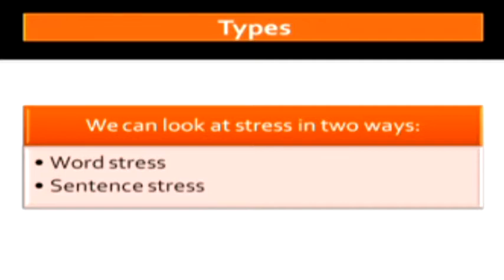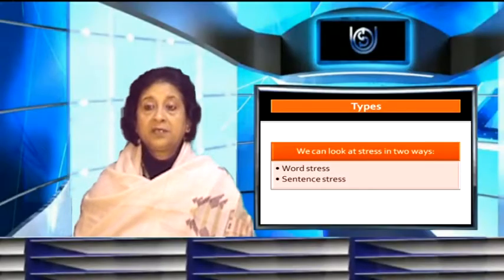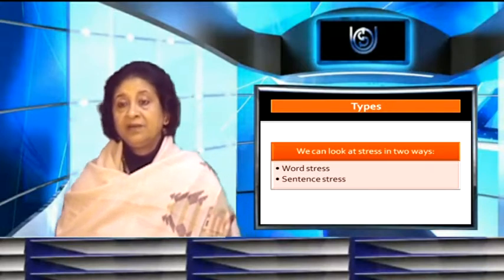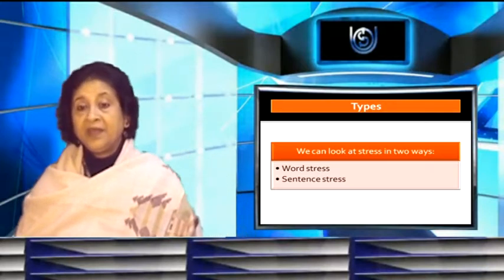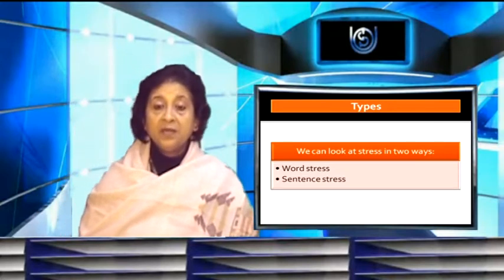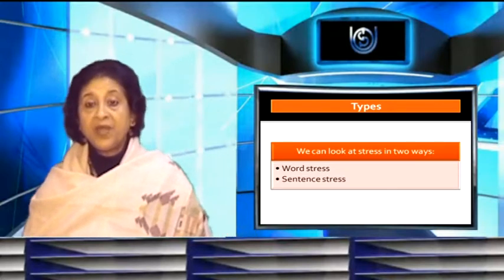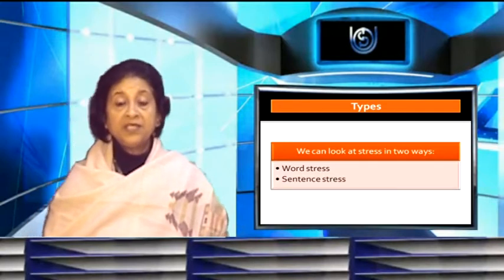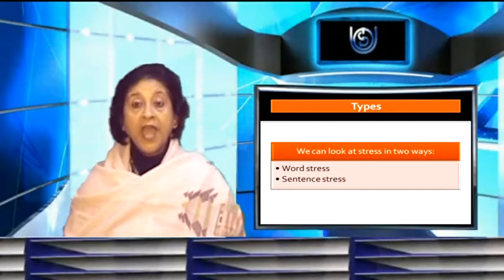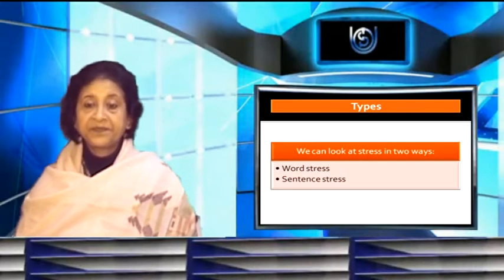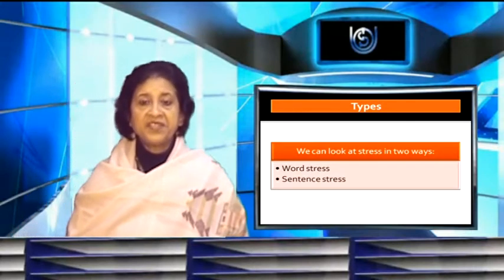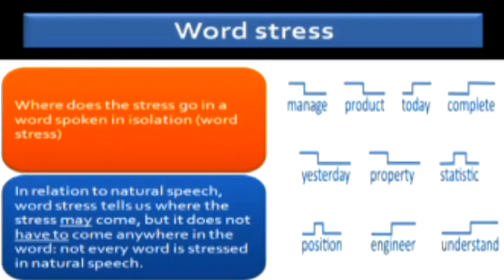Now the word stress. See the examples of word stress. Where does the stress go in a word spoken in isolation? Manage, product, today, complete. See where the stress is. In relation to natural speech, word stress tells us where the stress may come, but it does not have to come anywhere in the word. Not every word is stressed in natural speech. See the examples.